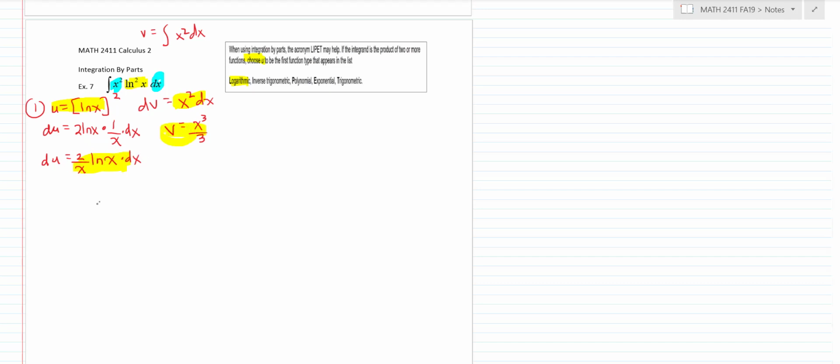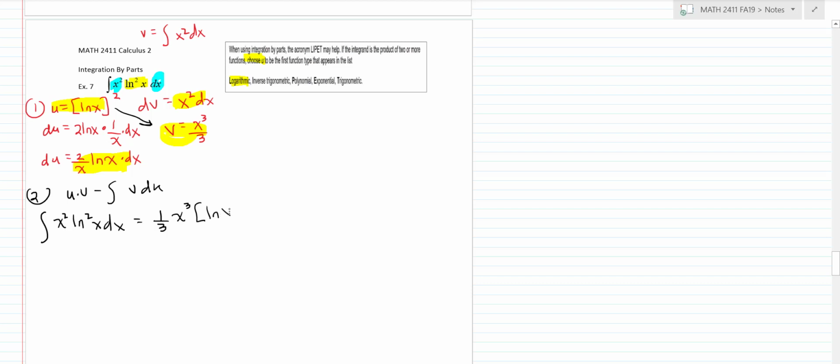Okay, so now we're ready to just use the parts formula: u times v minus integral v du. Okay, so it's going to go like this. The integral of x squared ln squared x dx is going to be equal to, we do u times v, so we go that way. So that looks like, I'm going to write that as 1/3 x to the third times ln of x squared, like that.